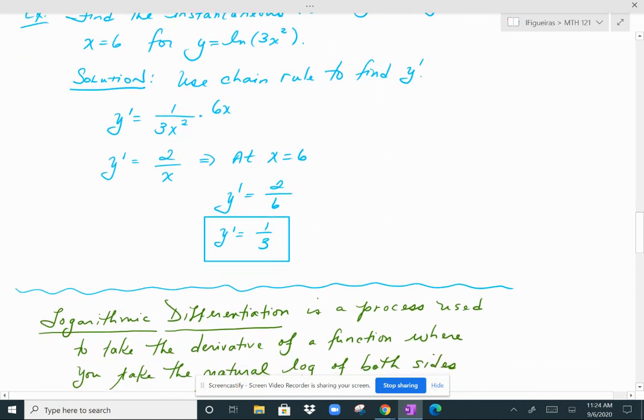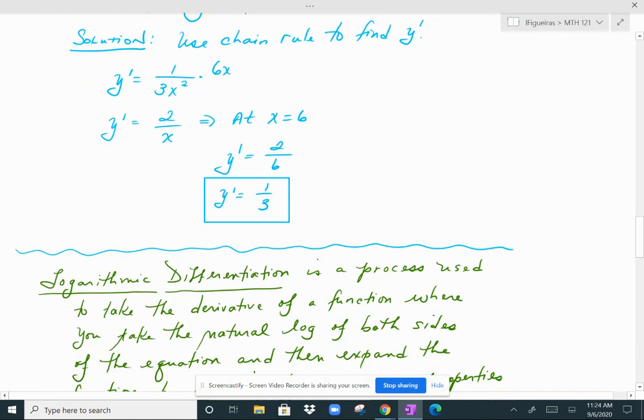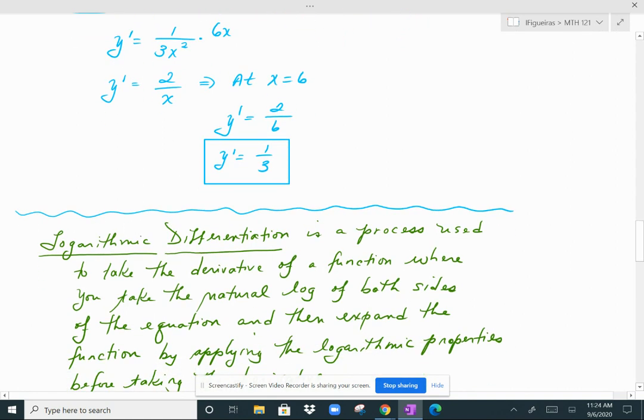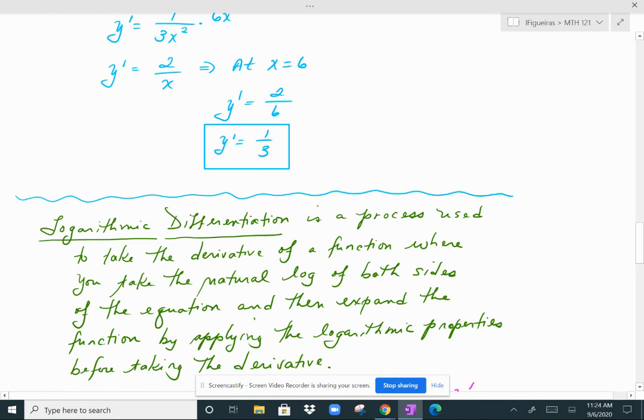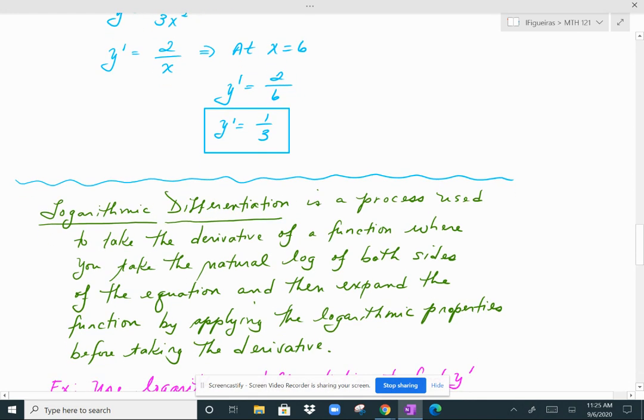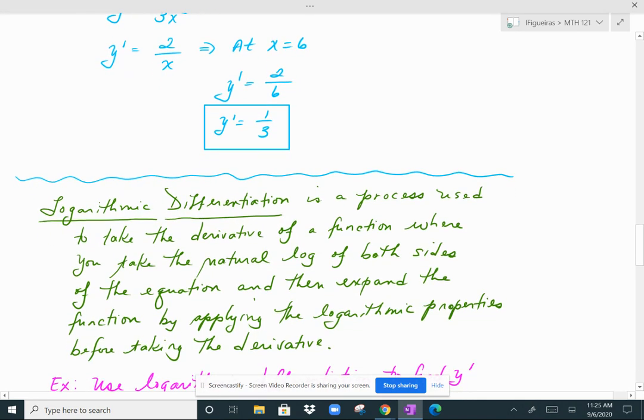All right, so we're going to move on to logarithmic differentiation. And this is a process or a technique used to take the derivative of a function where you take the natural log of both sides of the equation, then expand the function by applying the logarithmic properties as much as possible before taking the actual derivative. So this is the part that's new.